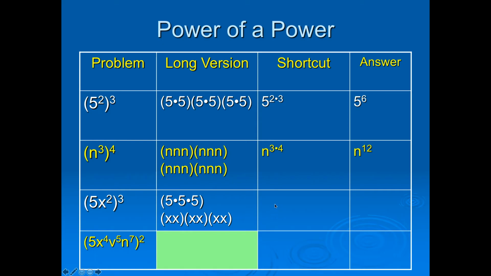So what that's going to get us is 5 to the 3rd, x to the 2 times 3, which would get us, now we're going to work this one out because it is a coefficient, 125 x to the 6th, because 5 times 5 times 5 is 125.